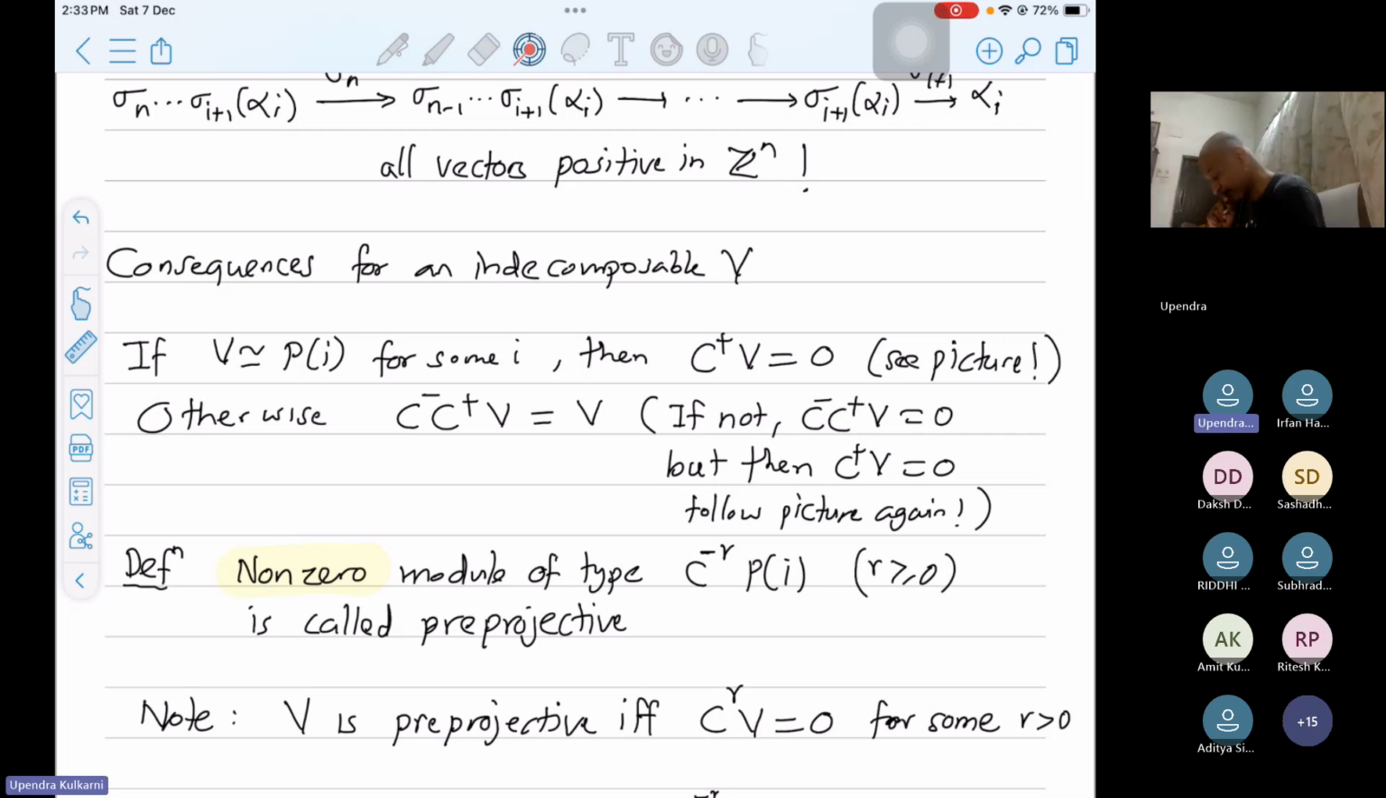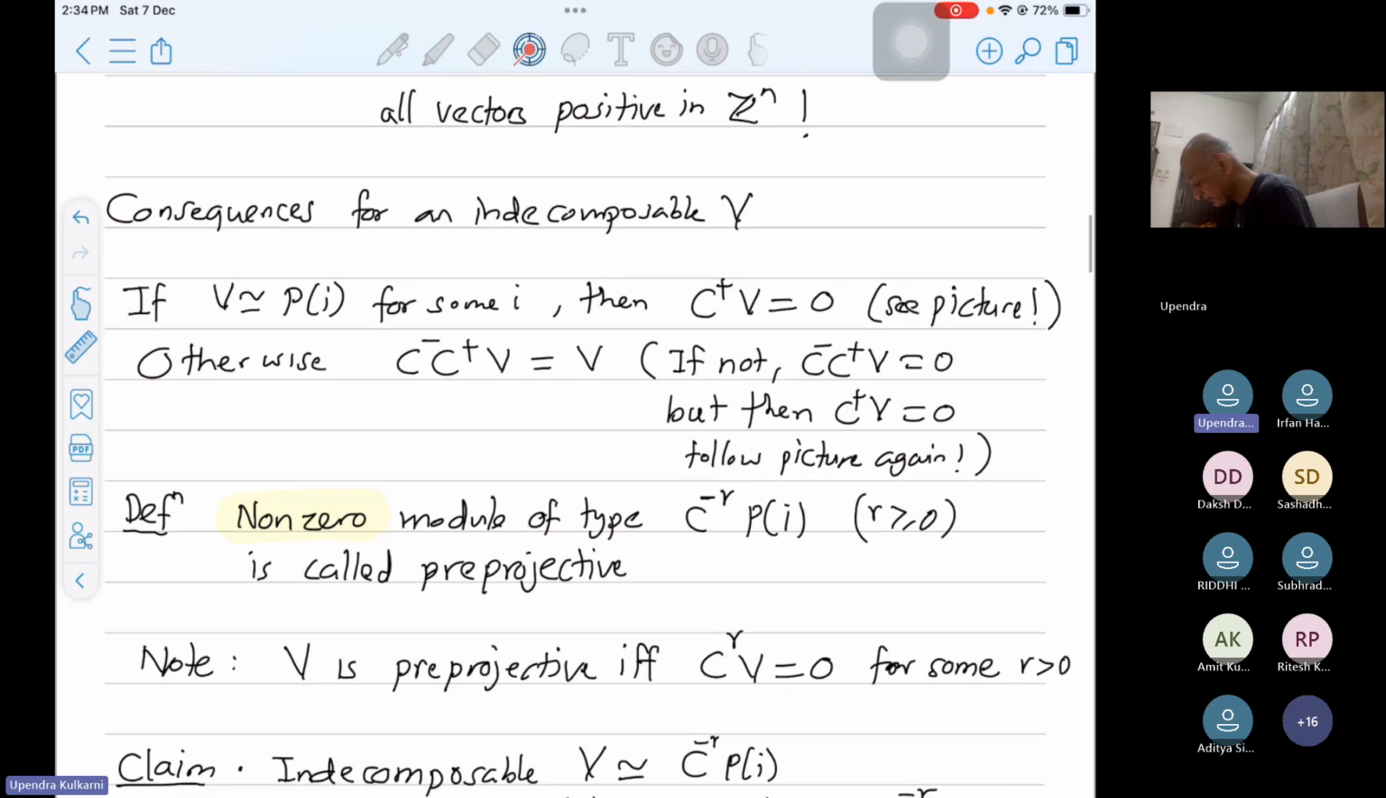Just think about this for a moment. If I am preprojective, then of course the first power, that is C itself, kills it. If I am C minus applied to some Pi, then I apply C to come back to P, and then the next C will kill it, right? So let us say if I have taken some principal projective and if I applied C minus 10 times to it, then the resulting thing will be killed by 11 applications of C plus. So that is what a preprojective is.